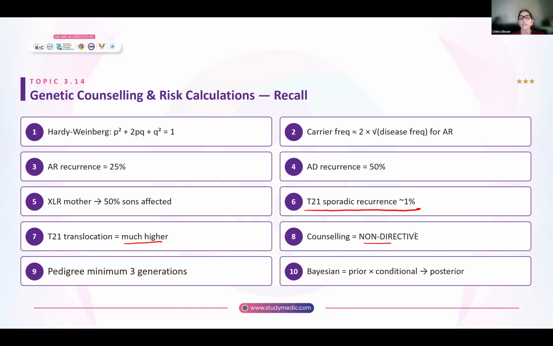Counseling, remember, has to be non-directive. Whenever you are documenting a pedigree, in order to come to a definitive diagnosis about the inheritance pattern, you need a minimum of 3 generations in the pedigree chart. And to calculate the Bayesian risk, you will multiply prior and conditional, and that will give you the posterior risk, the risk that is there at present.